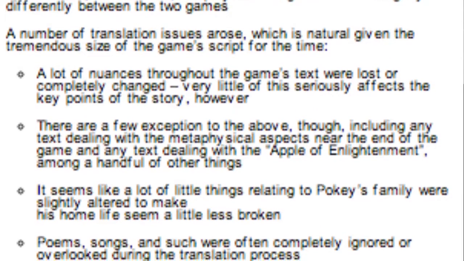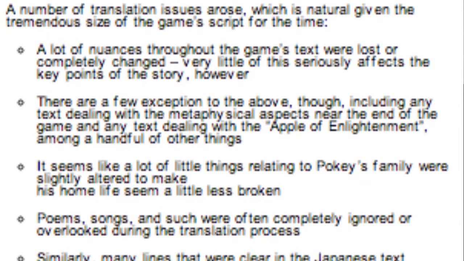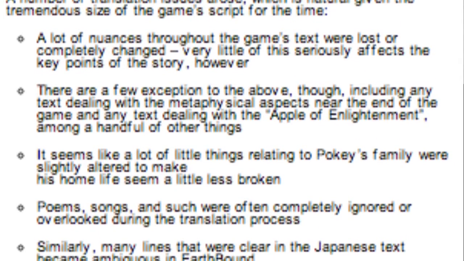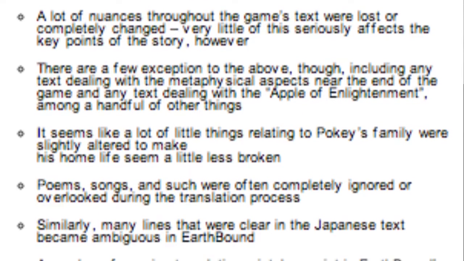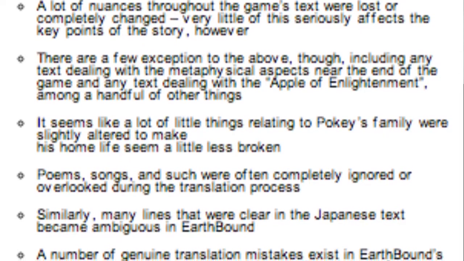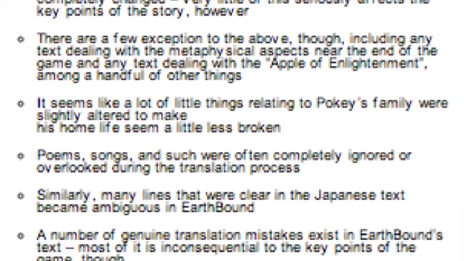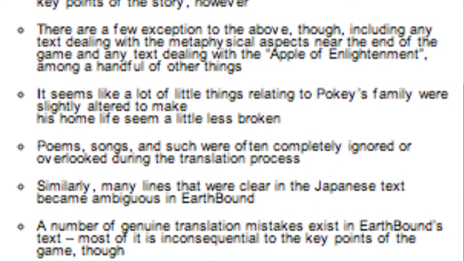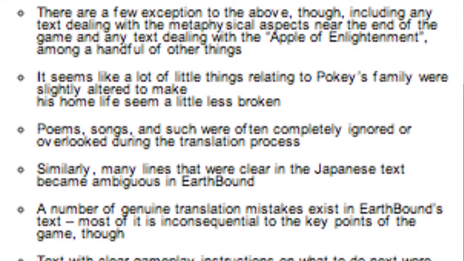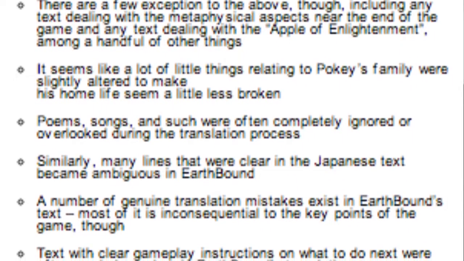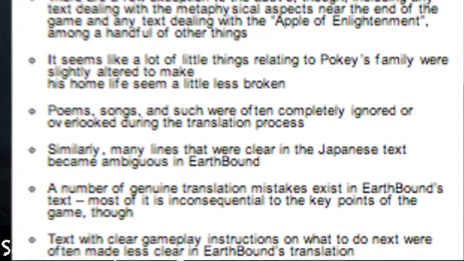It seems a lot like things relating to Pokey's family were slightly altered to make his home life seem a little less broken. Poems, songs, and such were often completely ignored or overlooked during the translation process. Similarly, many lines that were clear in the Japanese text became ambiguous in Earthbound. A number of genuine translation mistakes exist in Earthbound's text. Most of it is inconsequential to the key points of the game, though. Text with clear gameplay instructions or what to do next was often made less clear in Earthbound's translation.